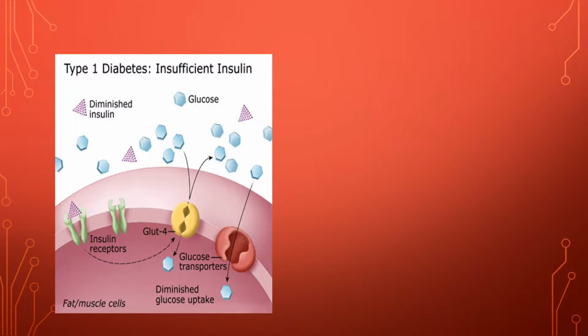So what happens with type 1 diabetes is that you don't have enough insulin. The beta cells are damaged, they don't produce much insulin, and therefore if you don't have insulin, you can't have this cascade that opens the GLUT4 transporters. So glucose builds up in the blood, because it's not getting the signal to move into the cell.